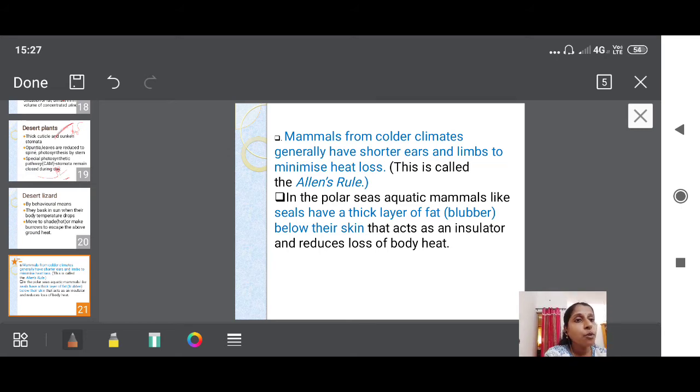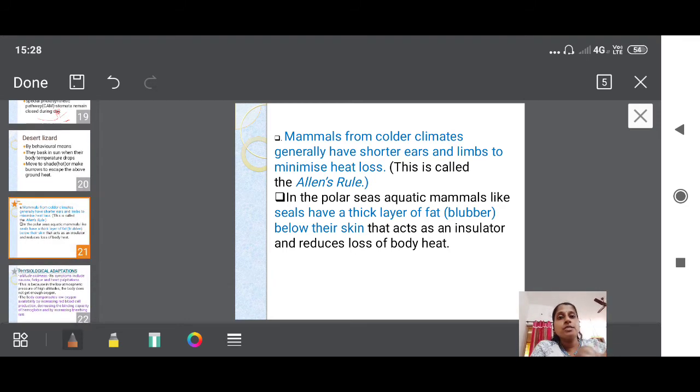Okay, and in polar seas, aquatic animals, when you are seeing seals, what they have is a thick layer of fat. Okay, so blubber is the name. So they are having a thick layer of fat, and what is this fat acting as? They are acting as insulators. Okay, they are not allowing the body heat to move out. So they are capturing the heat in their body and keeping it within itself, so that they are getting warmth. So they reduce the loss of body heat. Which ones? The polar seals. Okay, so that is how the polar seals are adapting to the external environment.